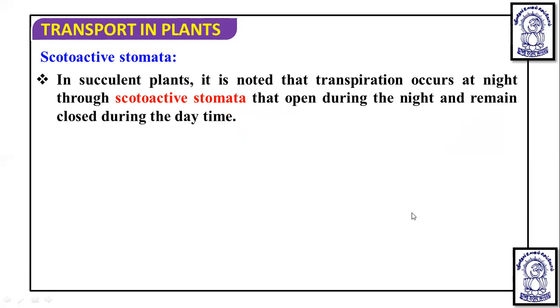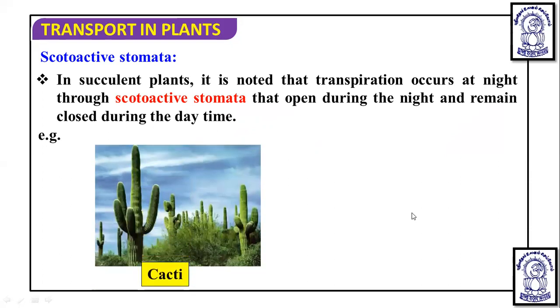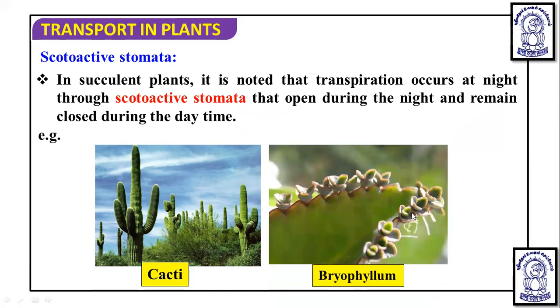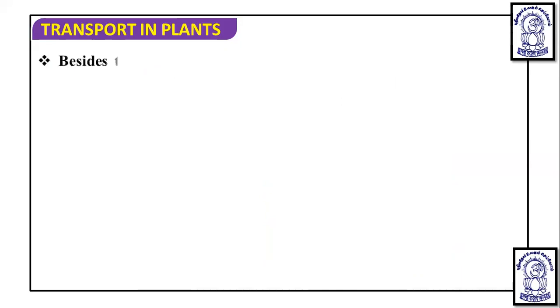It is noted that transpiration occurs at night through photoactive stomata, because these photoactive stomata are open during night and remain closed during the day. They are doing a reverse mechanism. These photoactive stomata are found in some succulent xerophytes like cactus, bryophyllum, opuntia, and pineapple. These are all different examples. We can say they have this photoactive stomata which are open during night and closed during the day.